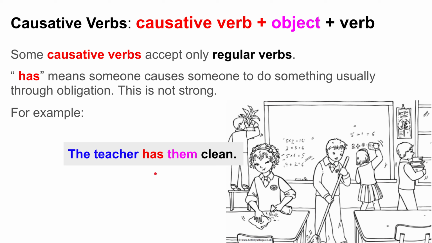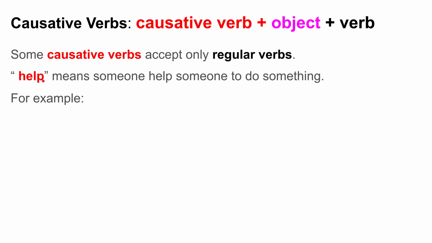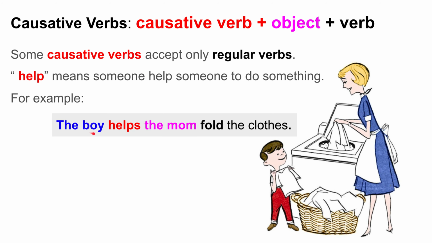It's actually softer. Moving forward, we're going to say help. It's another causative verb that accepts regular verbs, and it means someone helps someone to do something. For example, the boy helps the mom fold the clothes. So he's helping the folding action. Let's move forward now.